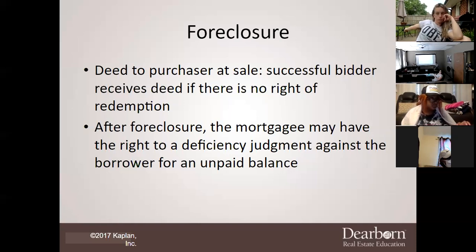So there's the house. Okay, so you're looking at the house on the website. You find out what the address is before they put it up for auction. You can't look at the inside. You want to make sure that it's decent.